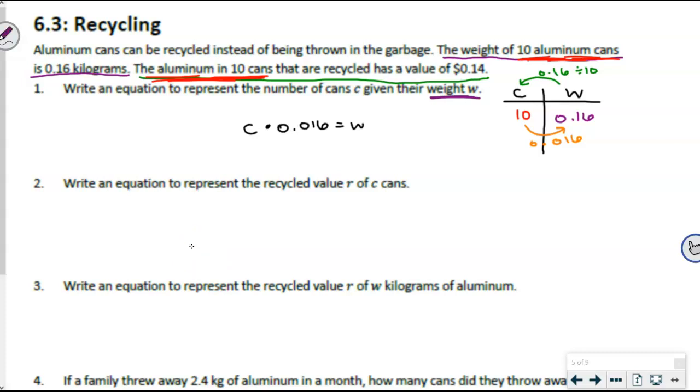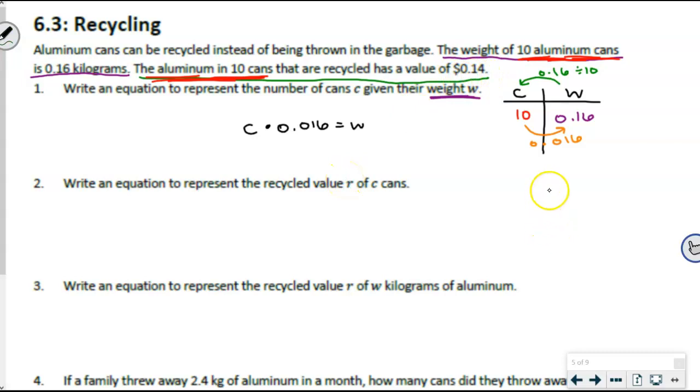Here's another way that we could have done this. Now, let's just move on. For the sake of time, let's move on. Write an equation to represent the recycled value R, that means how much they're worth, of C cans. So again, we're comparing R now, the recycled value, which is 14 cents, to the number of cans.